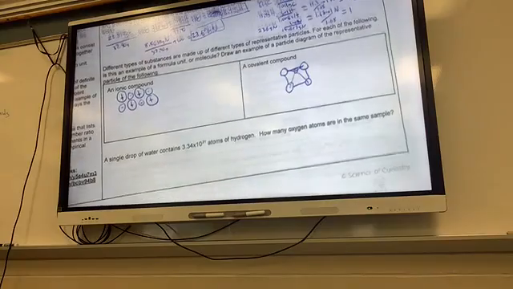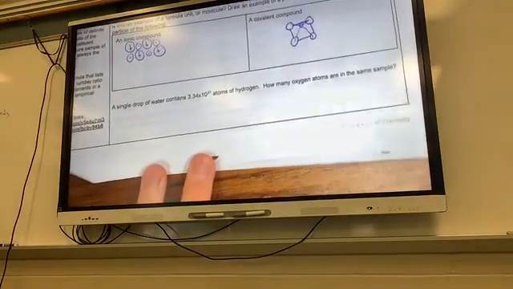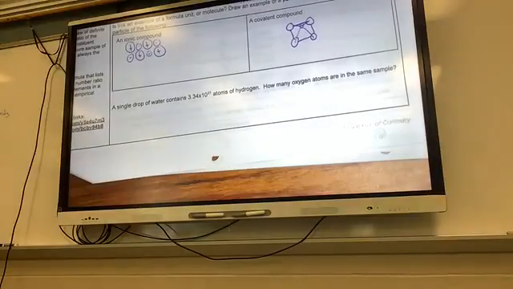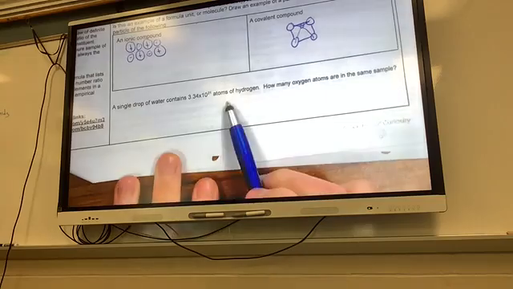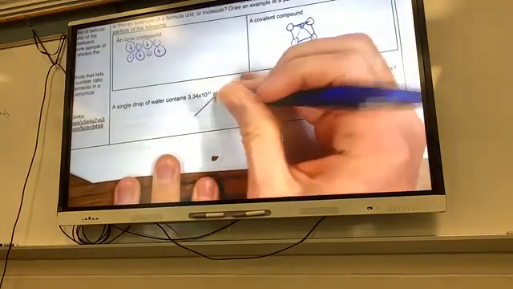Tetrapyramidal. All right. A single drop of water contains 3.34 times 10 to the 21st atoms of hydrogen. How many atoms of oxygen are in the same sample? What would I do here? Divide by 2, because we know that water is H2O. So if I have this many hydrogen, I know I need half the oxygen.